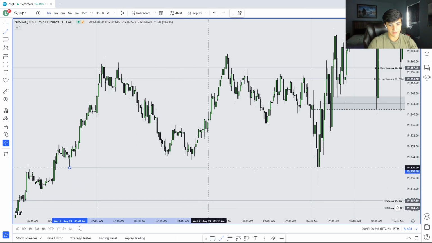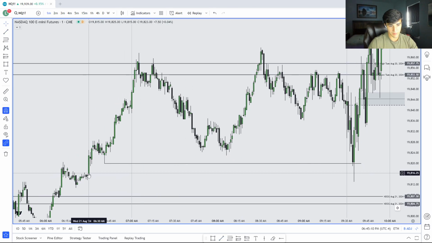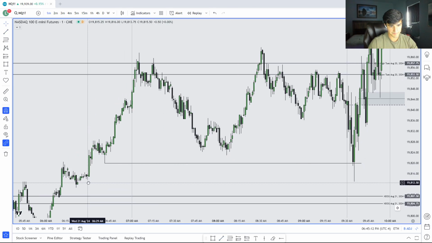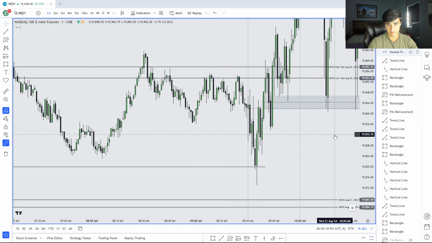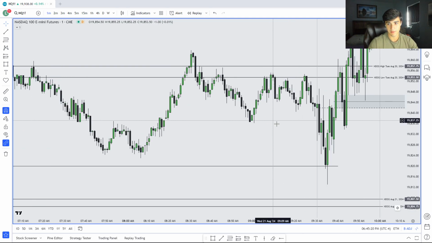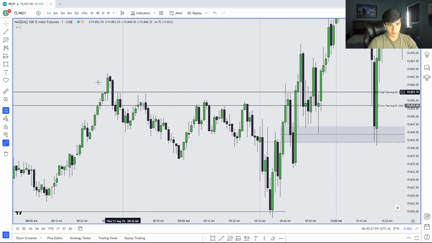And that is the terminus of this move. We can also see this buy side imbalance here that it reaches down into. It doesn't get to this low, but we have this imbalance here that it trades down into. So this is what I saw before the 9:30 open.